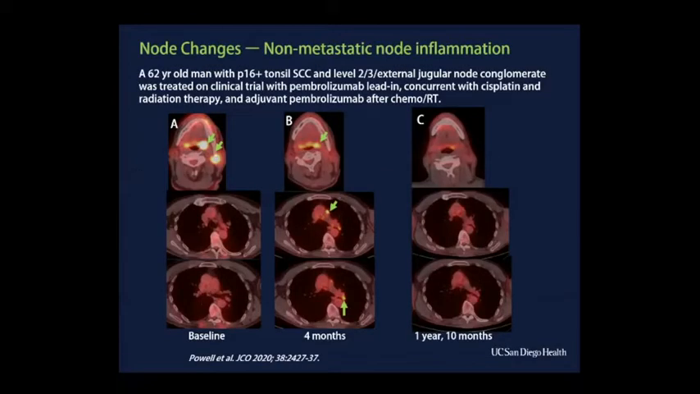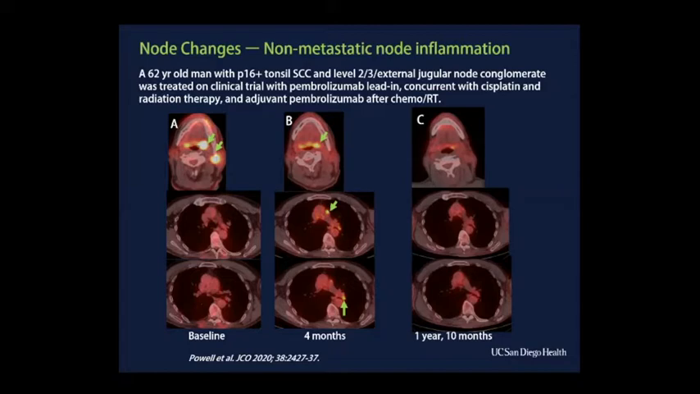I'm switching over here to PET because there's always got to be a case to remind us that not everything that is PET avid is malignancy. Although just as in this one, there's always going to be the need to prove that. We don't just rely on the images. This was a 62-year-old man who had P16 positive tonsil squamous cell carcinoma, and he was being treated on a clinical trial at our institution that was combining immunotherapy with first-line cisplatin and radiation therapy for head and neck cancer. So here's his PET at baseline, where you can see his disease within the tonsil and within the lymph node at level 2, the upper edge of it.